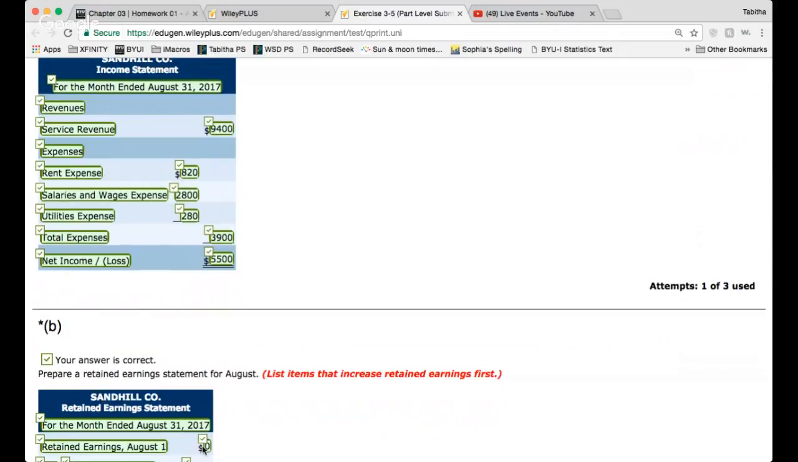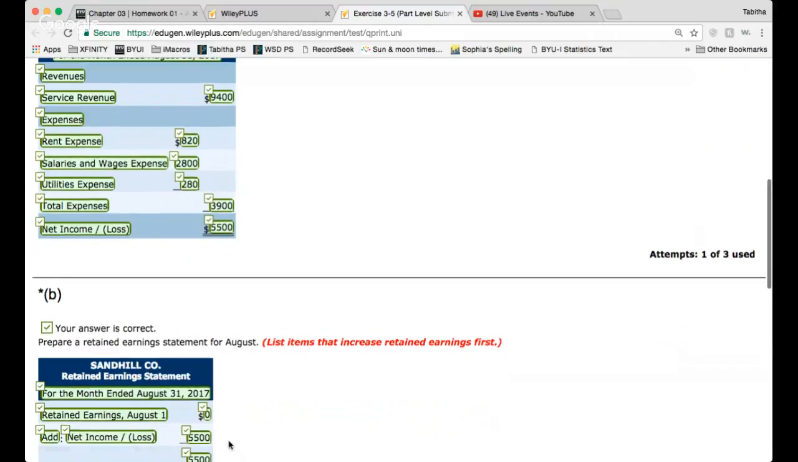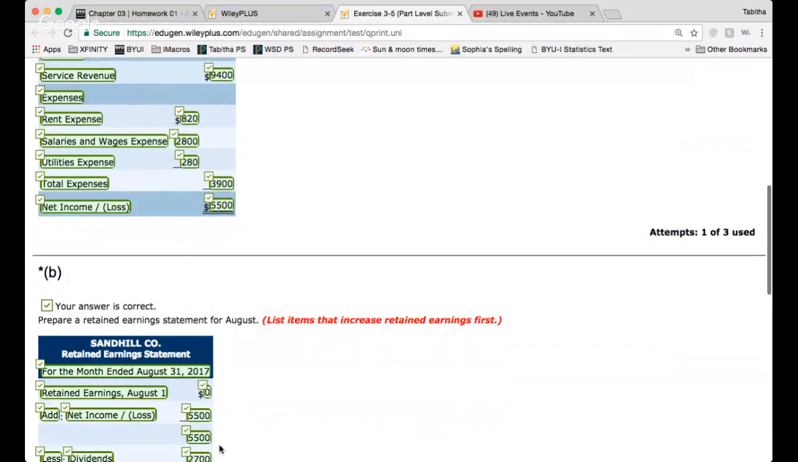And we start with our beginning retained earnings. Since this is the beginning of the month, we're just starting our business out, we have no retained earnings. So we input 0 there. Then we add in our net income, which we have from up here on our income statement of $5,500. So we add that to our beginning retained earnings, and we get a total of $5,500.